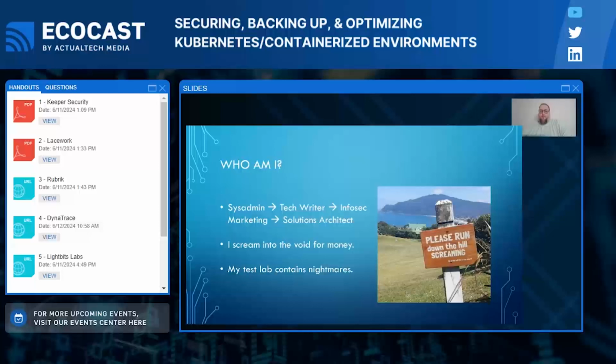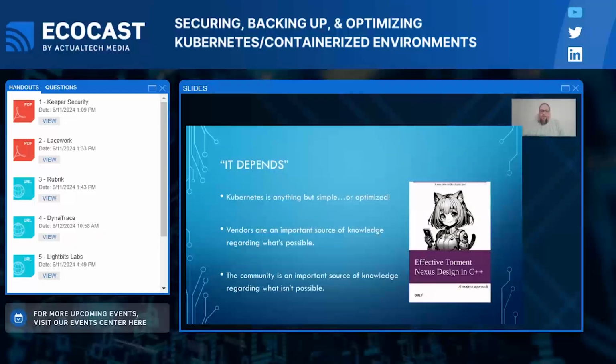As you may imagine, my test lab is the stuff of nightmares, as I imagine many of the people who are attending this event can truly relate. And that brings us to Kubernetes. Containers, perhaps more generally, but Kubernetes especially.